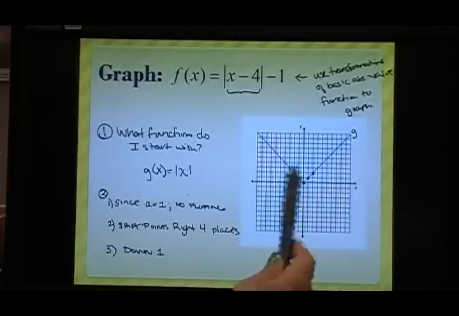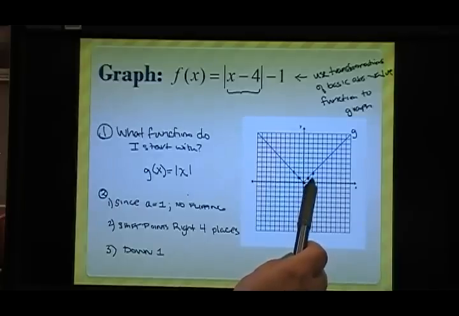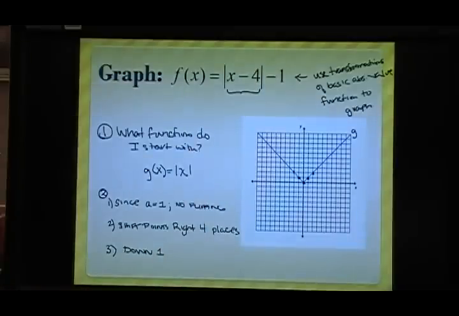So we'll move it to the right 4, 1, 2, 3, 4, and down 1. And this point then moves to that place there at 2, 1. Okay, that one's done. If we move this one right, 1, 2, 3, 4, down 1, that's gone. This point at the origin, right, 1, 2, 3, 4, down 1, that point's been moved. This point, 1, 2, 3, 4, down 1. And finally, 1, 2, 3, 4, down 1.